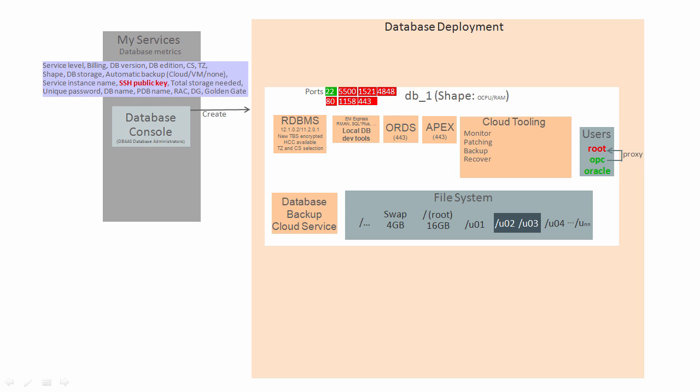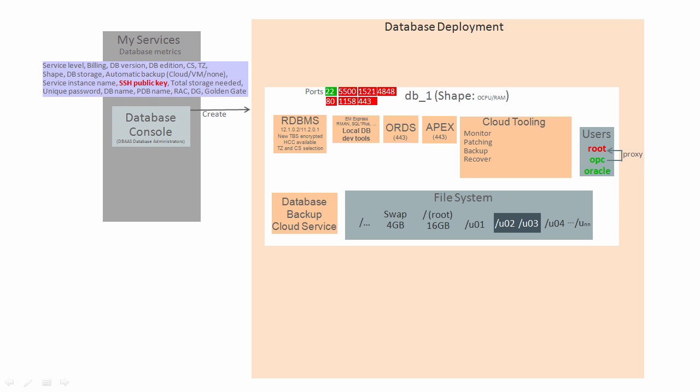So, to create such a VM, all you need to do is go to your database console and answer a few questions like the shape of your VM, size of your database storage, where to store backups: locally, on storage cloud, both, or no backup at all. You need to give your service instance a name, an SSH public key used in conjunction with the corresponding private key to securely connect to your VM once created through SSH communication.